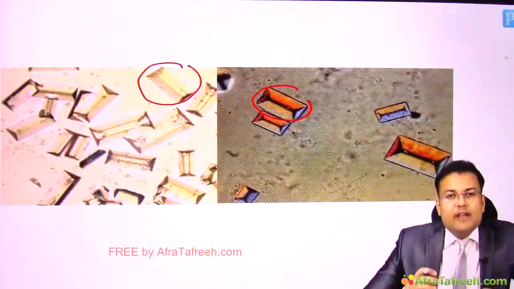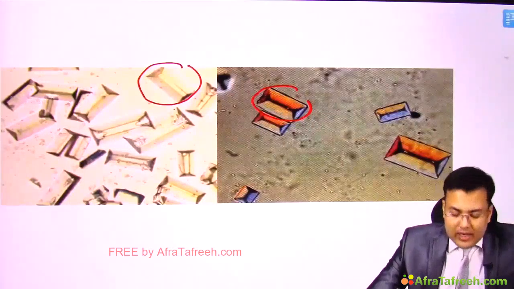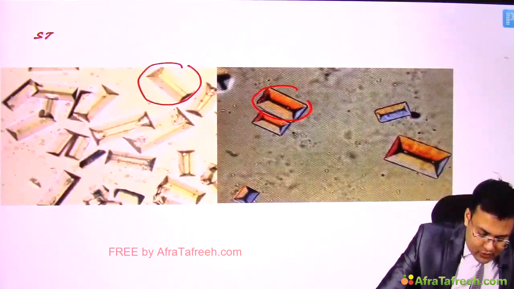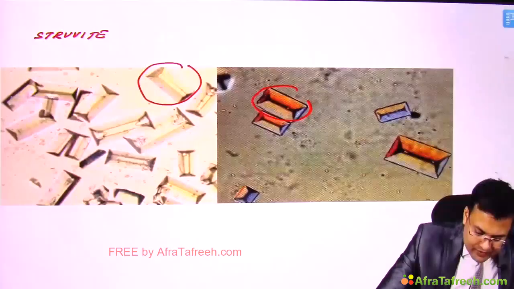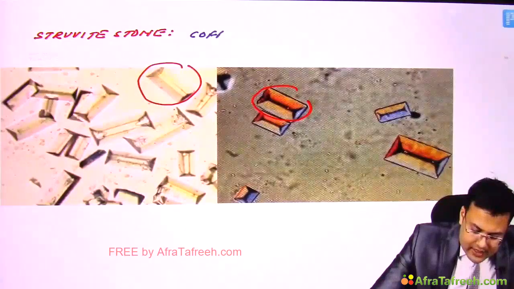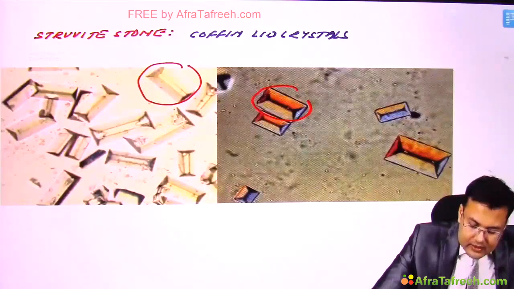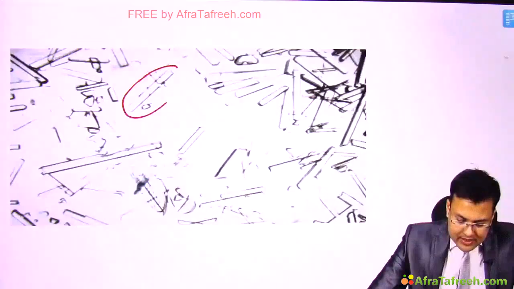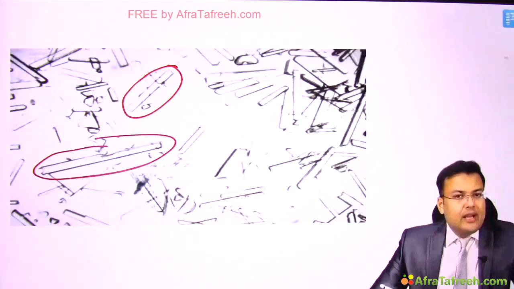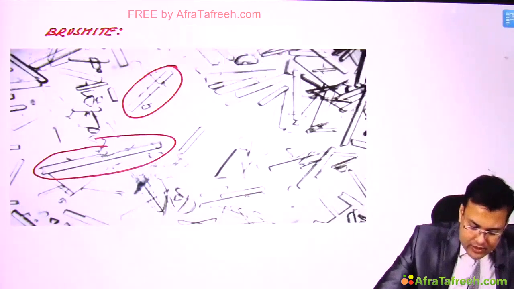So it is coffin lid. Coffin lid crystals are seen in struvite stone or staghorn calculi, right? So this is a struvite stone crystal, and in struvite stone, what kind of crystal? Coffin lid. Here you can see needle shaped crystals, and these are seen in brushite stone. So in brushite stones, we find needle shaped crystals.